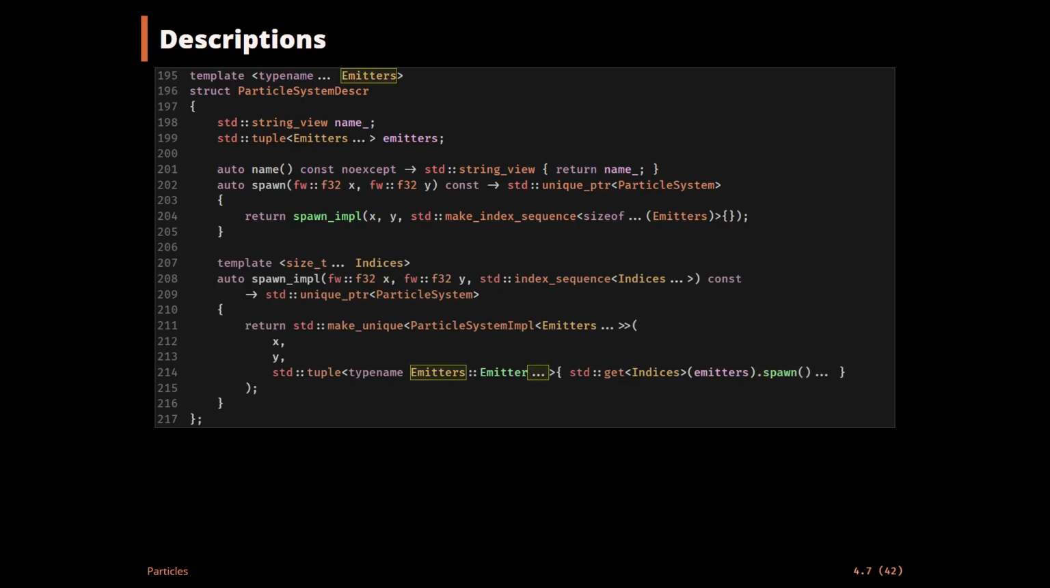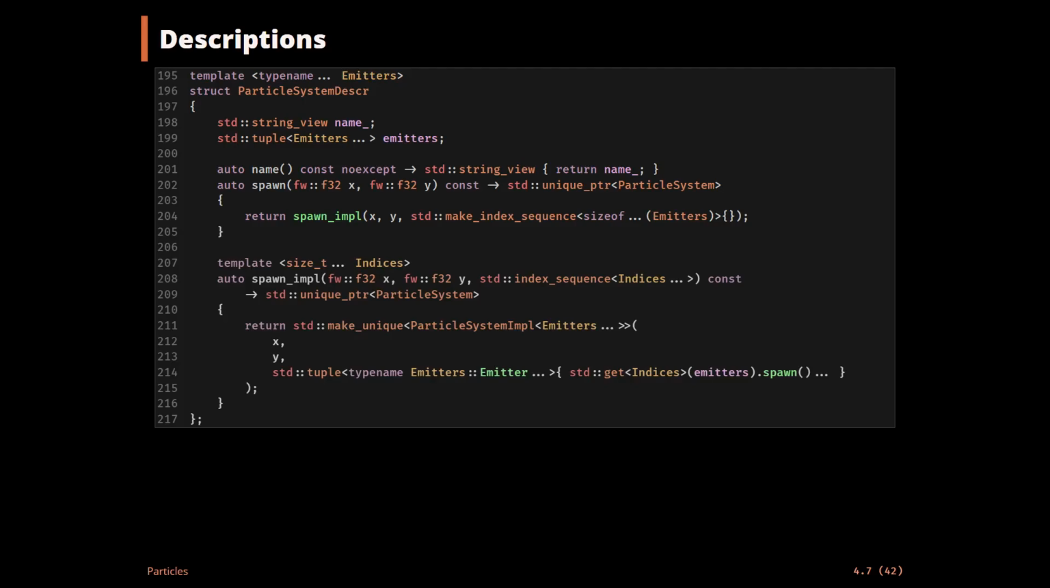And let's look at the parameter pack expansion. So emitters is being expanded here, so that we get the list of emitters, and then indices is being expanded here. So we basically pass to the constructor of tuple all the elements that we want to store, all the runtime descriptions of the emitters after spawning them.